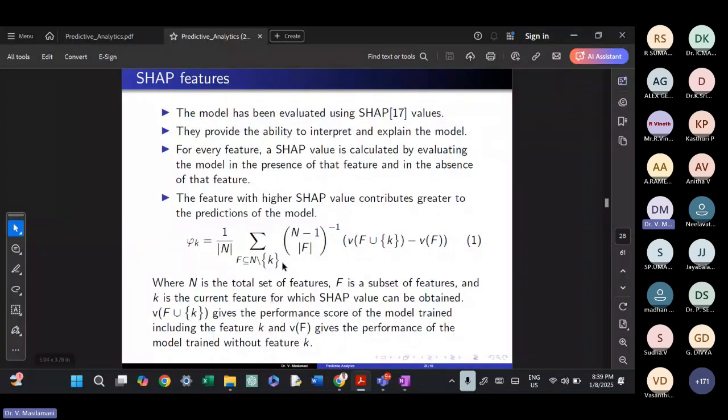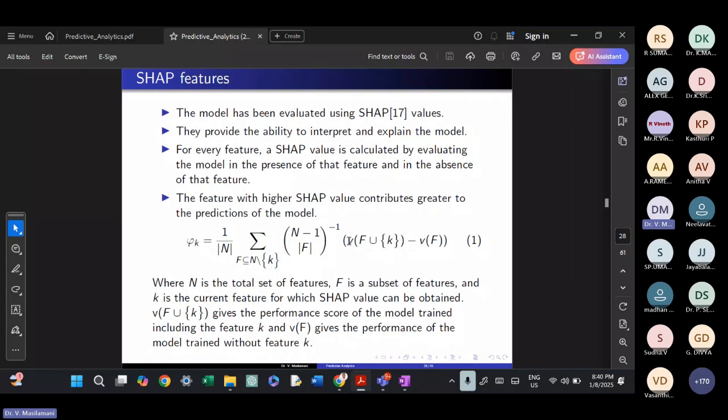Just look at this formula. This is the formula used to give the SHAP feature. Look at this term first. F is the set of all features, right? And in that set of all features, we remove K, where K is a specific feature. So take the feature set F without K, and the feature set F that includes K.